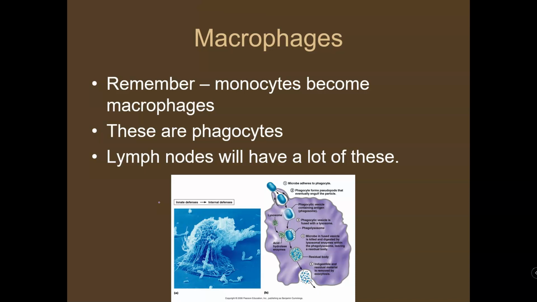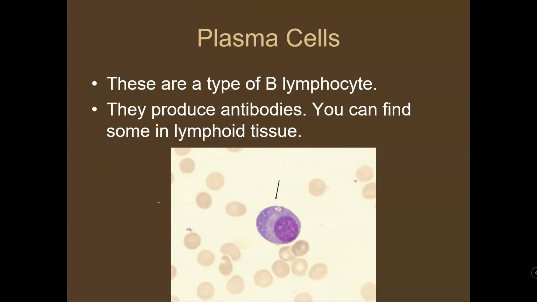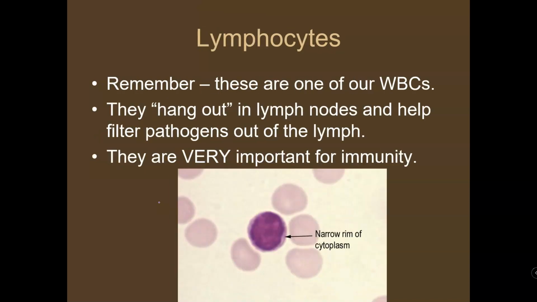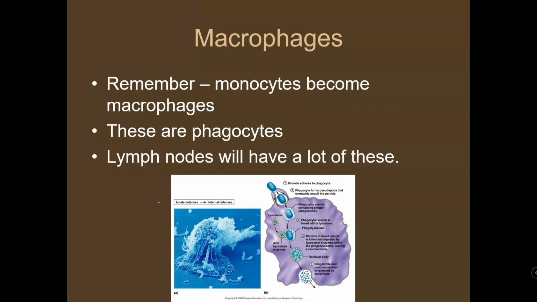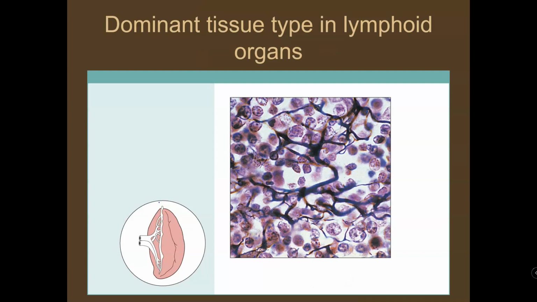When we talk about tissues filtering out lymph or filtering out blood, it's not necessarily the tissue that's doing it. It's the macrophages and the plasma cells and the lymphocytes. They are eating the pathogens, or they are using the antibodies to agglutinate or precipitate pathogens or toxins. And so that's how they're filtering. It's the cells that are in there that are doing the work of the lymph tissue.